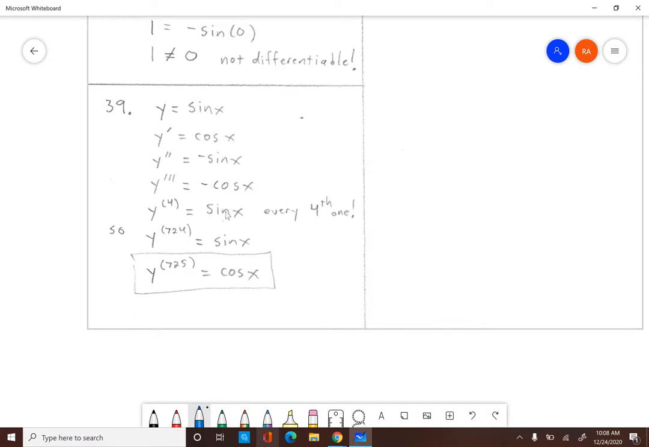So what I'm seeing here is every fourth derivative is going to take me back to where I started. So the closest number below 725 that is divisible by 4 is 724. So that 724th derivative is going to be sine of x. Then the 725th would just be the derivative of that, which is going to be cosine.